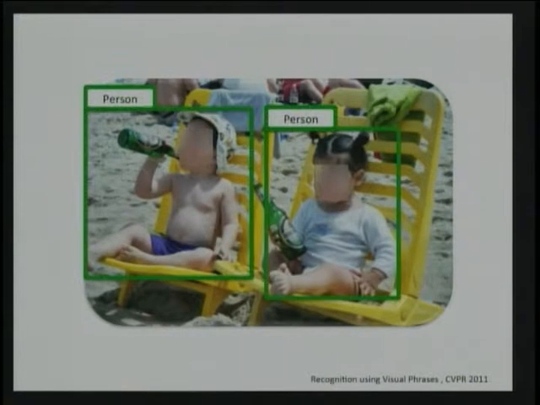For these two fellows enjoying their time on the beach, the person detector finds 2 instances of people. The bottle detector has no clue about what's going on here. But the person drinking from bottle detector actually finds the fellow. So you might have seen this picture. This is an example from our paper and our data sets of visual phrases. So let's see how they work.